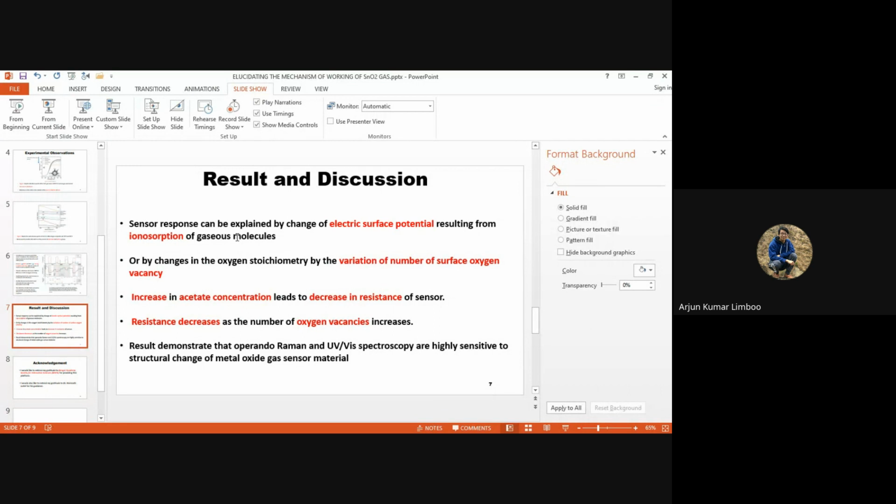And as a result, this demonstrated result shows that operando Raman and UV-visible spectroscopy are highly sensitive to structural change of metal oxide gas sensor material.